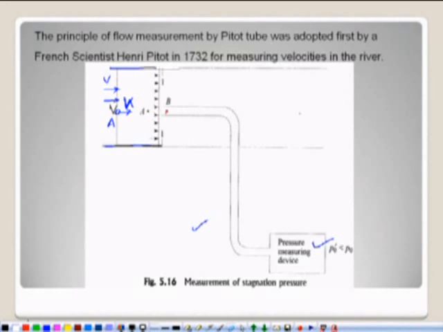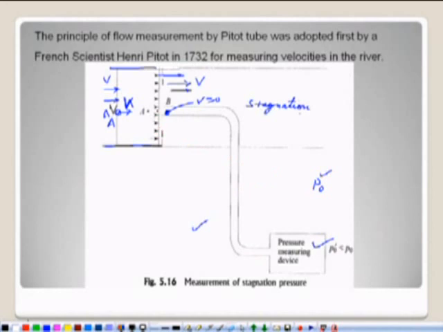Now at point B, since this point B is inside this tube of this shape, everywhere these molecules will keep moving with velocity v, but at point B what will happen? The velocity of the molecule will be retarded to 0. Here velocity will be 0, right. So at point B we will have the stagnation pressure or total pressure. This total pressure is measured by this pressure measuring device, which is say P0. P0 is designated as the stagnation pressure or total pressure.